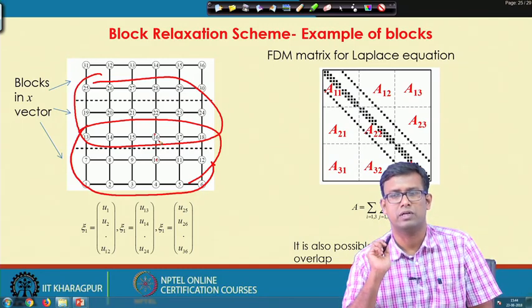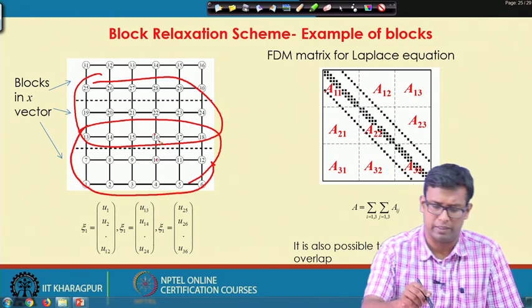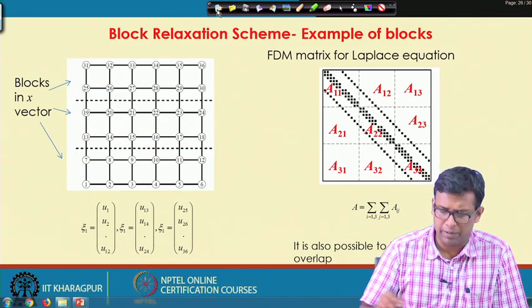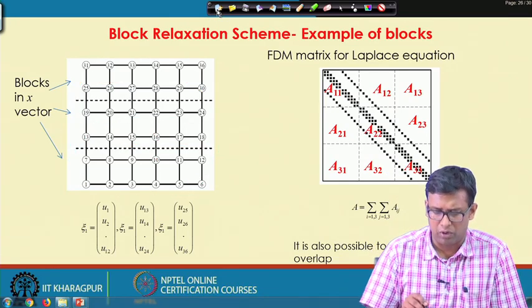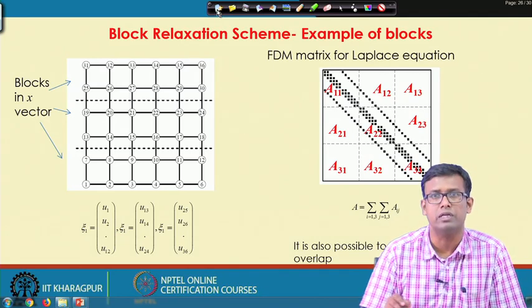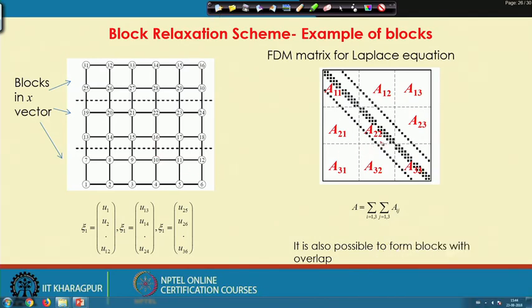That is what is important to keep in mind here, that this is a typical blocking with non-overlapping blocking. What we are showing here is a non-overlapping blocking, but we can also have overlapping blocking.